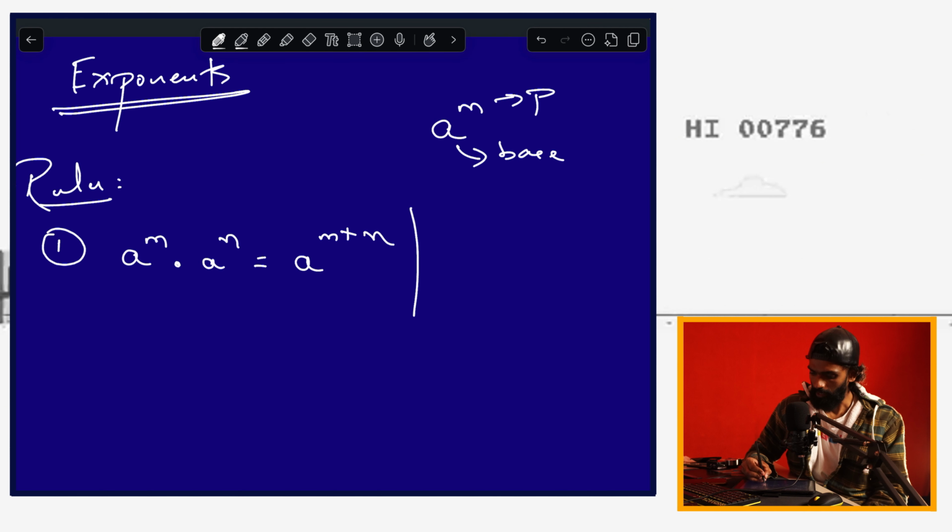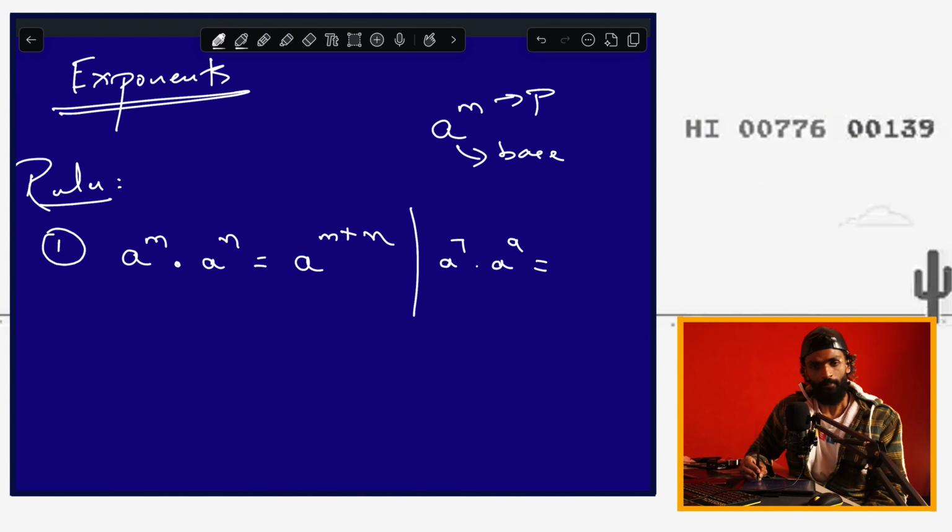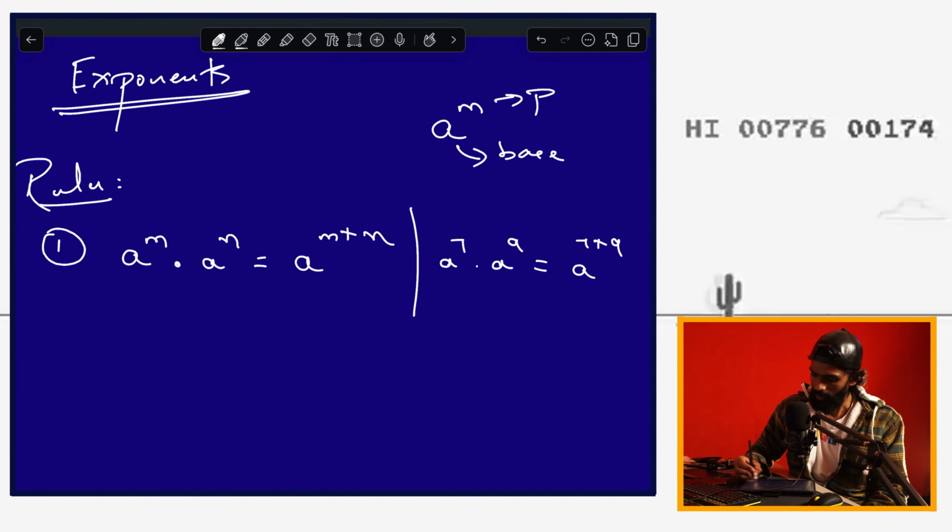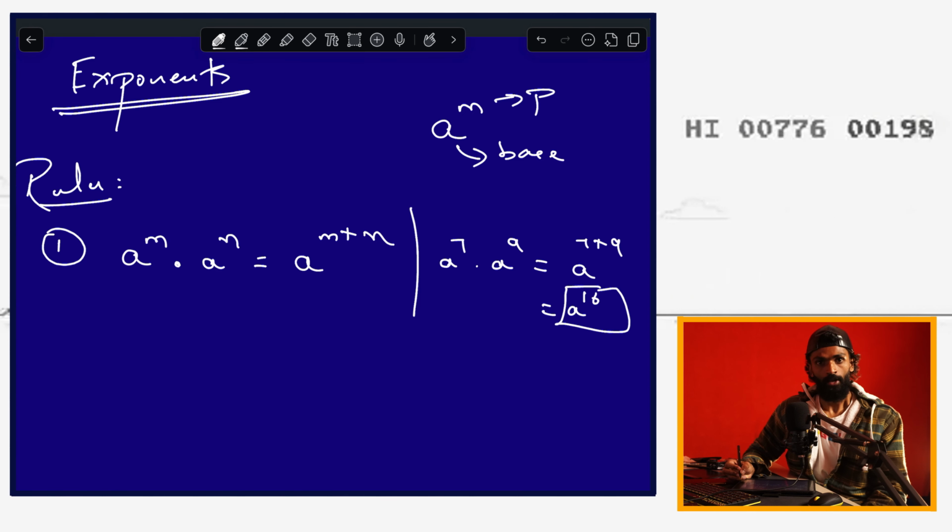I'll give an example right now. a to the power 7 dot a to the power 9. Look at this. The bases are same and there's a multiplication sign in between. So we add the powers. The power becomes 7 plus 9, and it becomes a to the power 16. This will be your first answer. Rule number 1, I hope you guys understood.